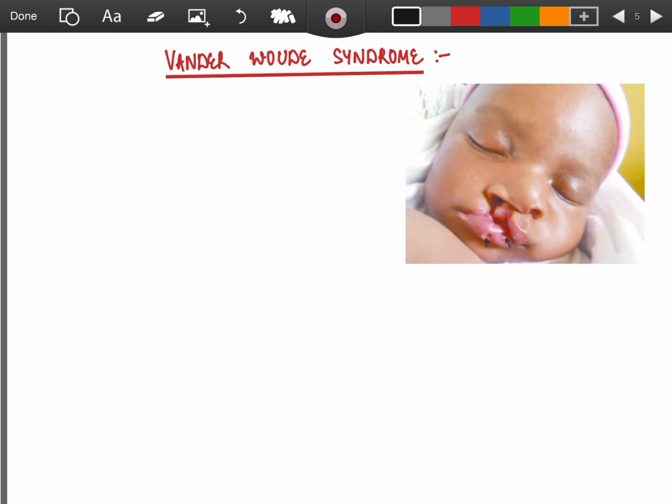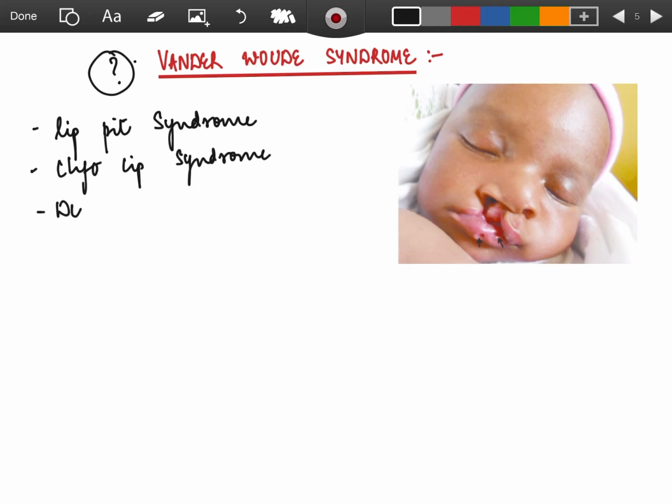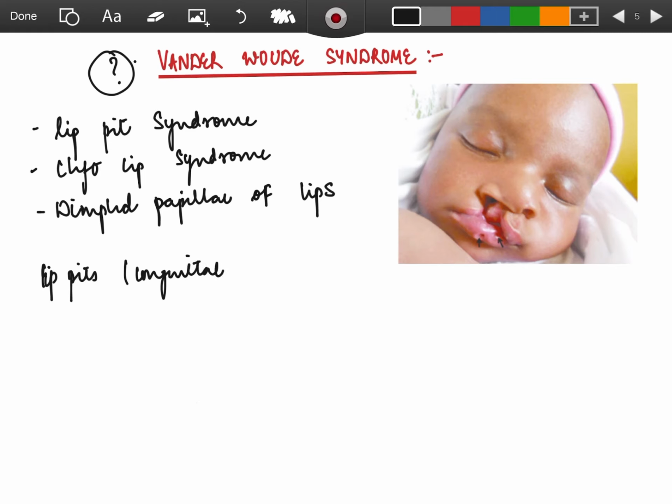Now, what is van der Woude syndrome? Van der Woude syndrome is also called lip pit syndrome or the cleft lip syndrome. Another name is dimple papillae of the lips. Van der Woude syndrome is characterized by the presence of congenital or the paramedian lip pits along with the cleft lip or cleft palate. This is a hallmark of van der Woude syndrome.